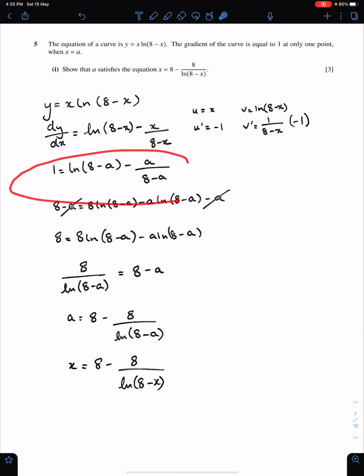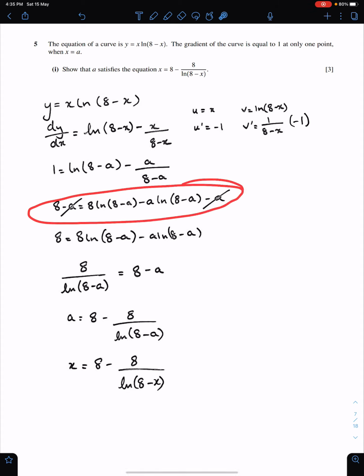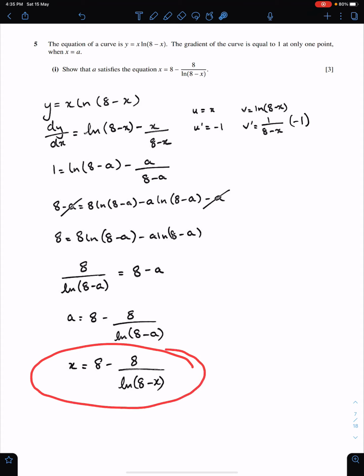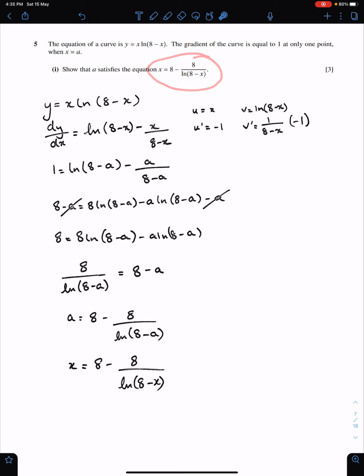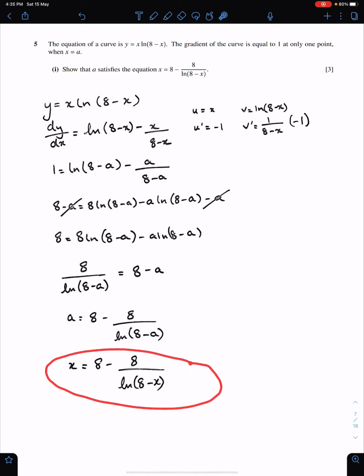Now you just need to simplify this equation for a. So by taking LCM and after cross multiplication, we have this thing. You need to make this a subject. Here is this a. And you need to replace a by x because we have to prove this equation in the form of x. This is the required equation.